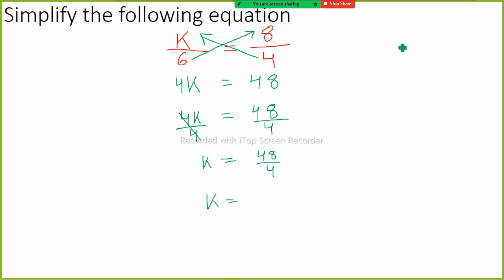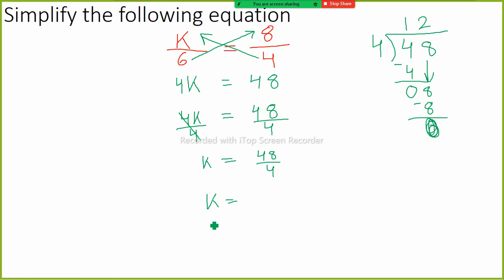So if we were to divide 48 by 4, we know that 4 goes into 4 once. So that's 4, subtract, it is 0. Bring down the 8. 4 goes into 8 2 times. So 4 times 2 is 8. And by the way, we don't even have to do this because this is part of the multiplication table. So, sorry, this is supposed to be 0. So, k equals 12.